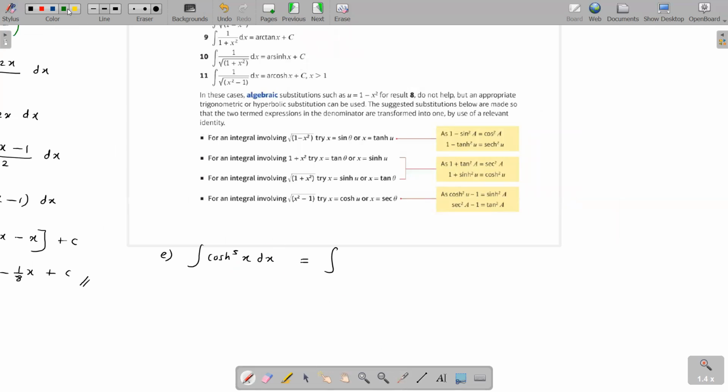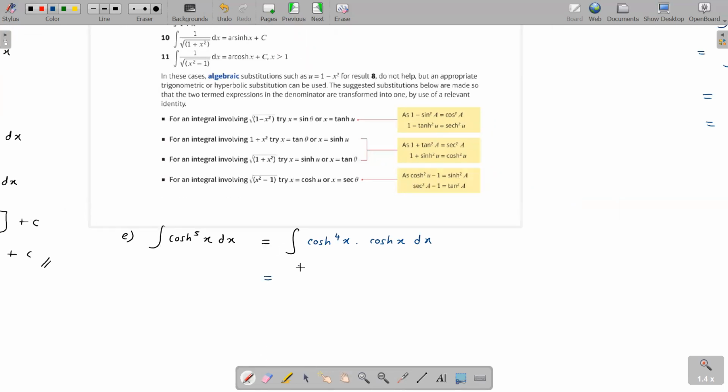Look, cos to the power 5x, I'm going to break it as cos to the power 4x times cos x. Do you agree with me? Then cos to the power 4x is actually cos square x into another cos square x. Can you see the way I'm breaking the sum? So cos to the power 5x is written as cos square x into cos square x into cos x.